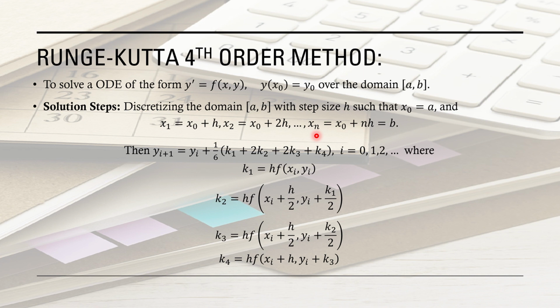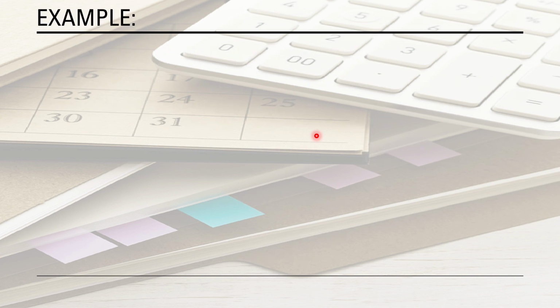Let's do an example by using a calculator. I'll be explaining the tricks we use in the calculator to do all these steps in one go. Let's consider a differential equation of the form y dash is equal to y minus x with initial condition y of 0 is equal to 2. We need to find y of 0.1 and y of 0.2, which basically means we need to find the solution of this differential equation at x equal to 0.1 and x equal to 0.2.